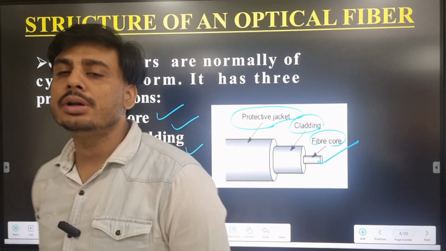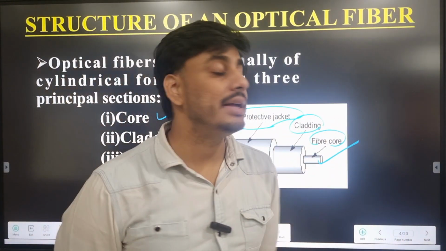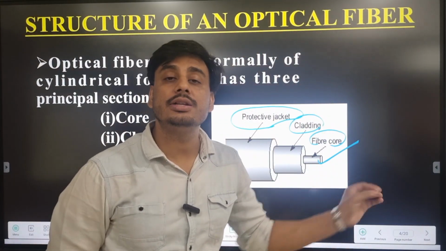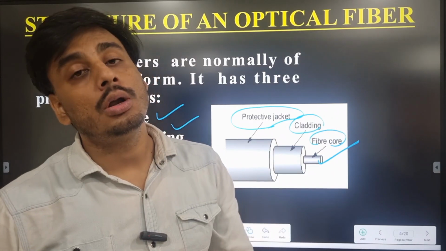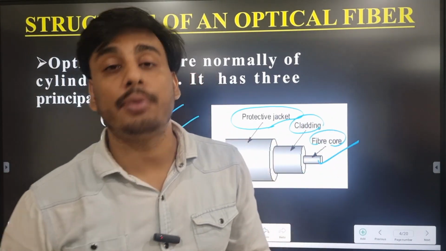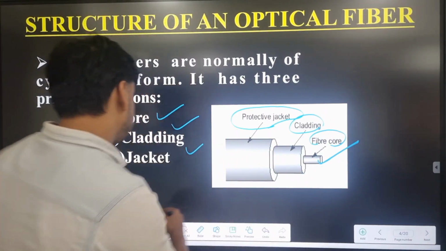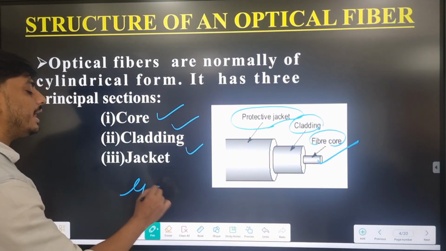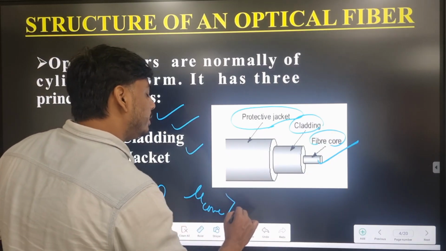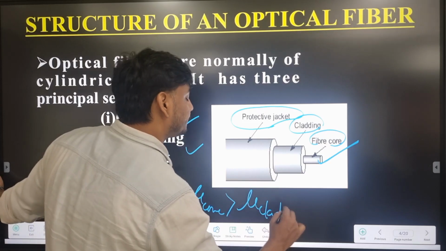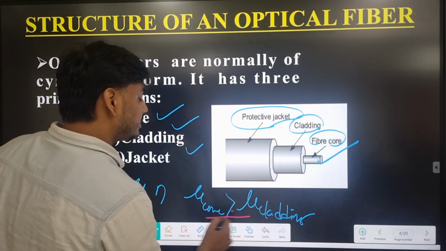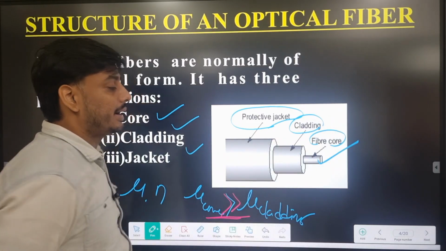Then what is the difference between a core and cladding of an optical fiber? Why is the jacket used? Core is actually the main working region of the optical fiber. Core and cladding both are made up of glass or plastic, but there is a slight difference. The refractive index, you can write mu or n, whatever you like, of the core is always greater than the refractive index of the cladding. Whenever you find out, you will always see the refractive index of core is greater than the refractive index of cladding.